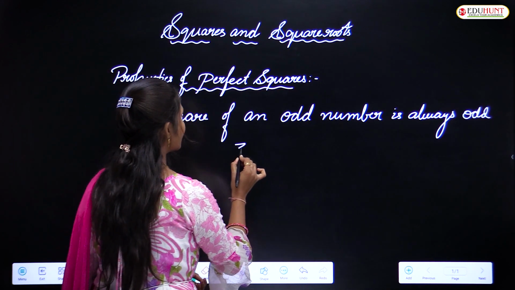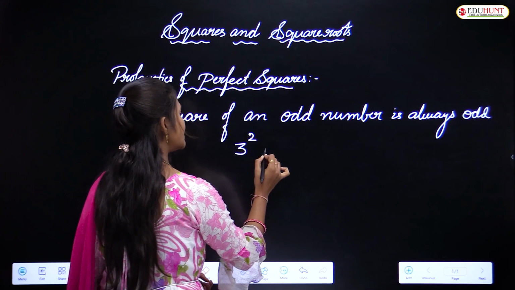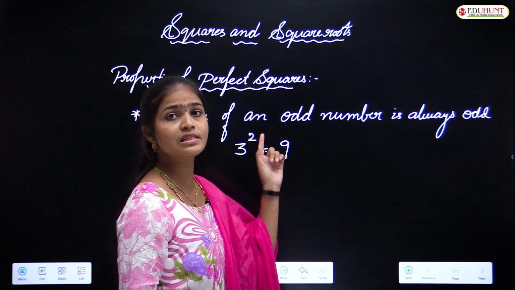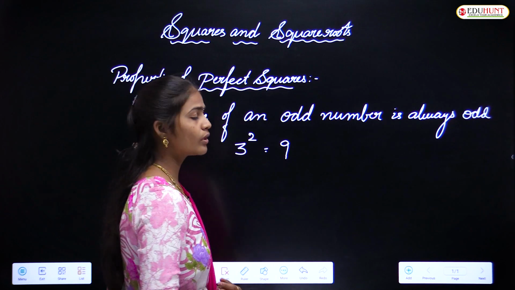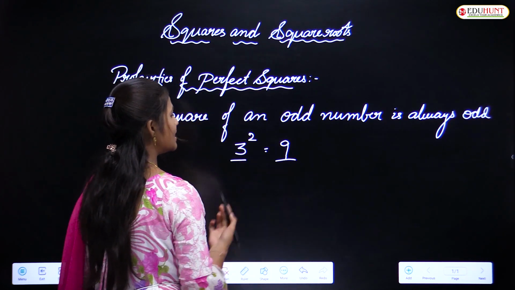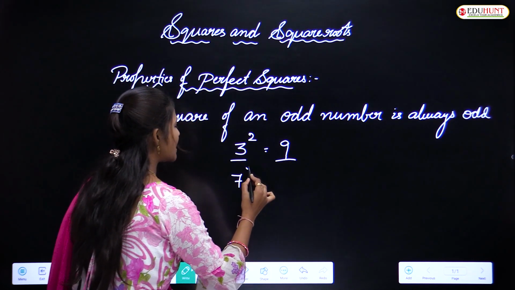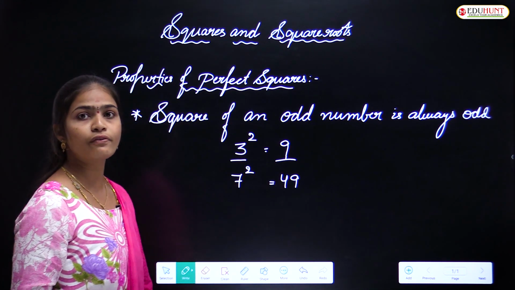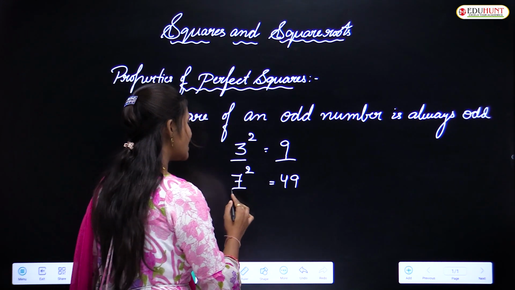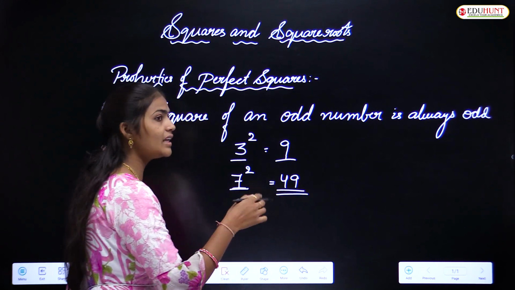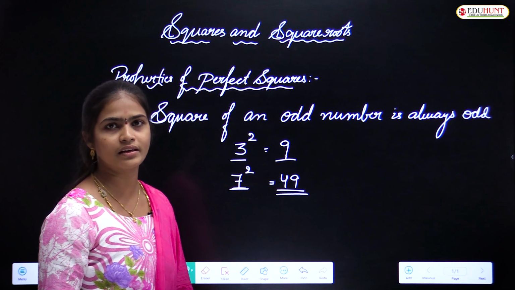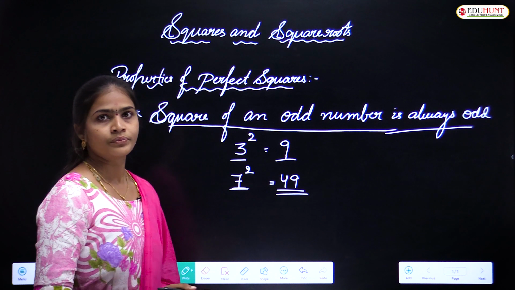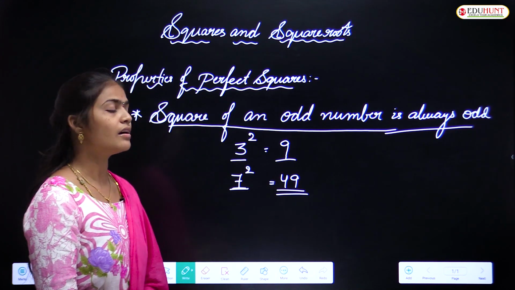So here let us take 3. Its square is 3 threes, which is 9 only. So 3 is an odd number and its square 9 is also an odd number. Let us take 7. 7 squared is equal to 49. 7 sevens are 49. So 7 is an odd number as well as 49 is also an odd number. So the square of an odd number is always odd.